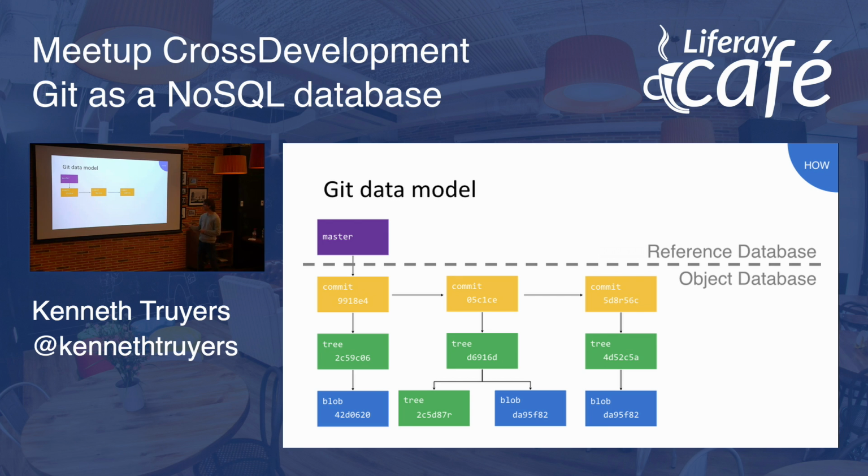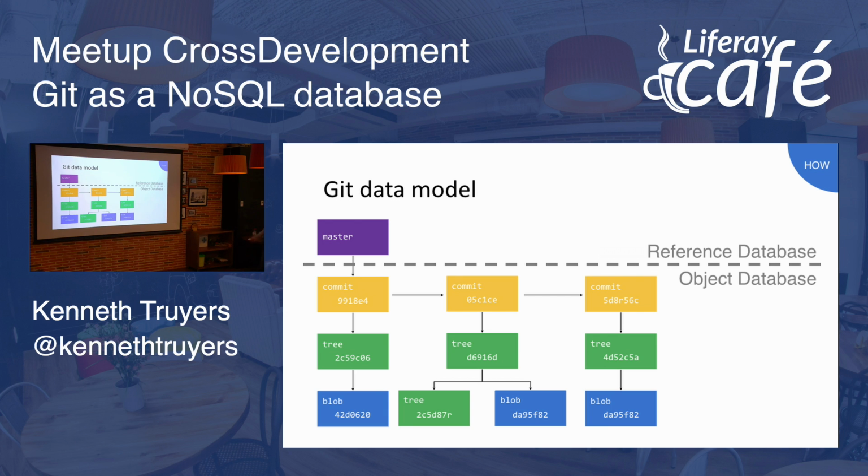But it has one more reference, and that's to a tree. We can think of a tree as being a folder in the file system. So a tree consists either of blobs, which we can think of as files, or other trees that then can have more blobs, and you have a complete tree structure there. That's the internals of Git.